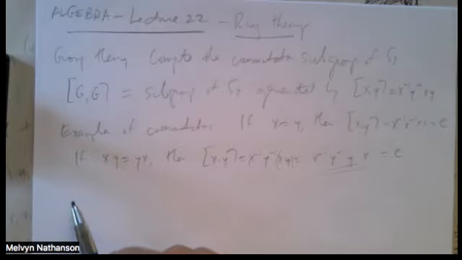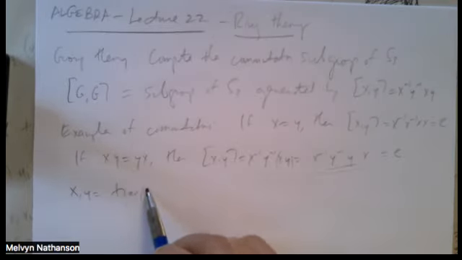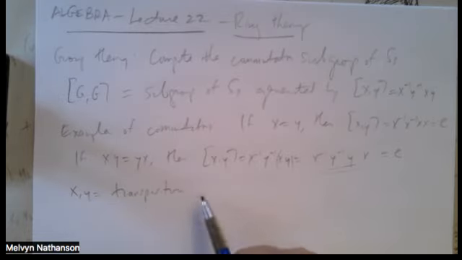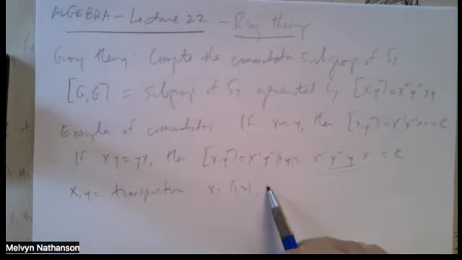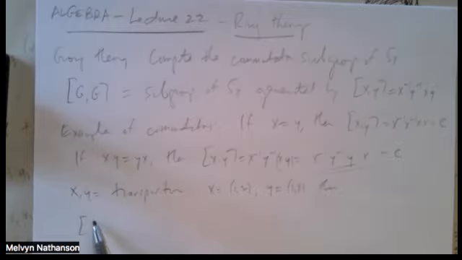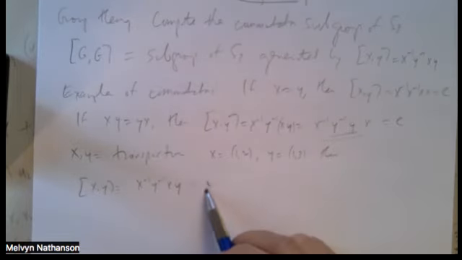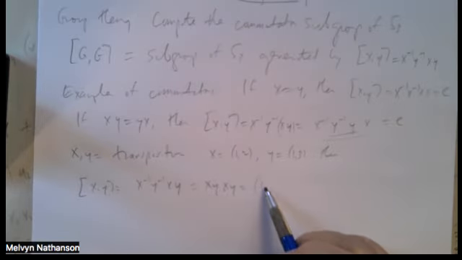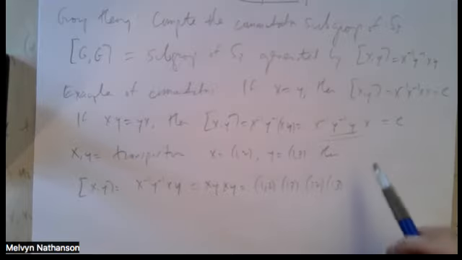And there are 2 possibilities. You could have x and y equal to transpositions. So for example, if x is the transposition (1 2), and y is the transposition (1 3), then the commutator is x inverse y inverse xy. But for a transposition, the inverse is the same as the element. So that's (1 2)(1 3)(1 2)(1 3).